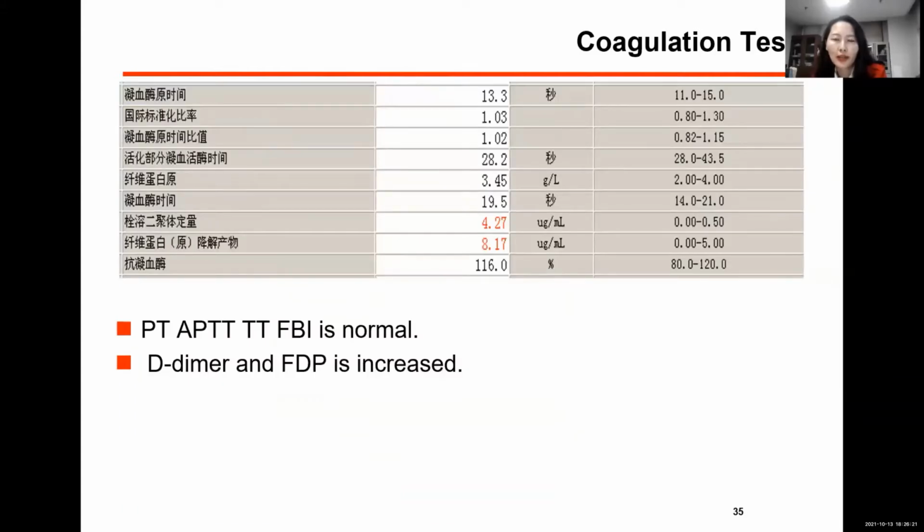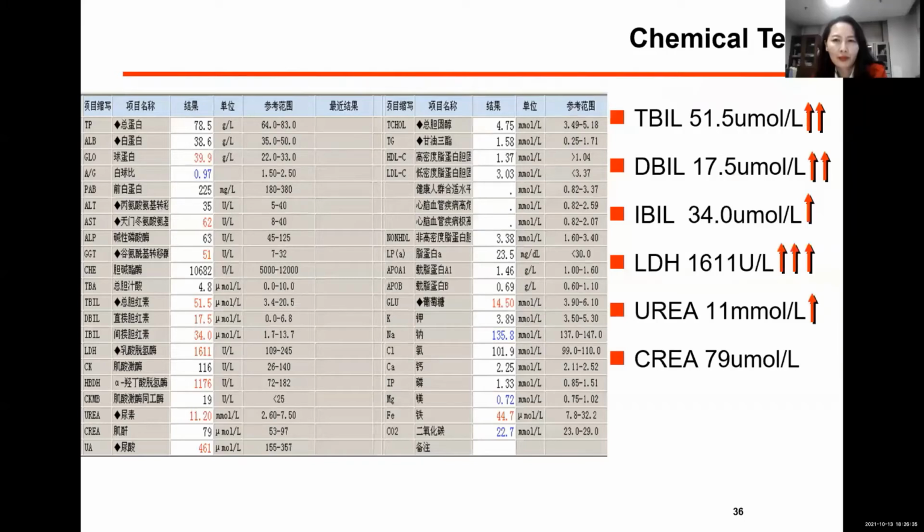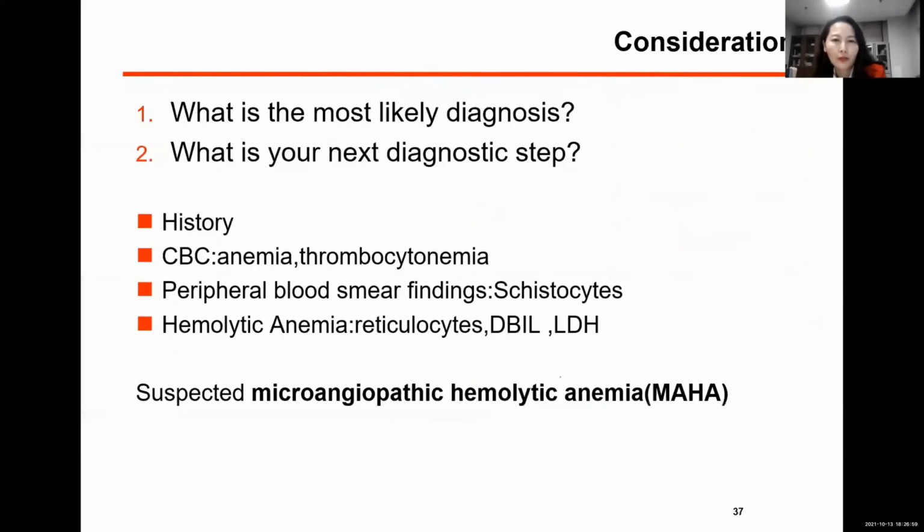This is her coagulation test report. PT, APTT, TT, and FIB are normal. The D-dimer and FDP are increased. Her chemical tests show total bilirubin and indirect bilirubin were moderately raised. LDH was increased severely. Her renal function is normal.